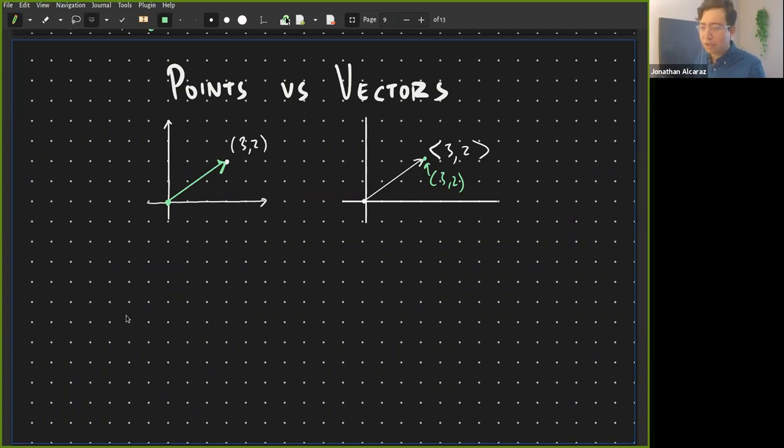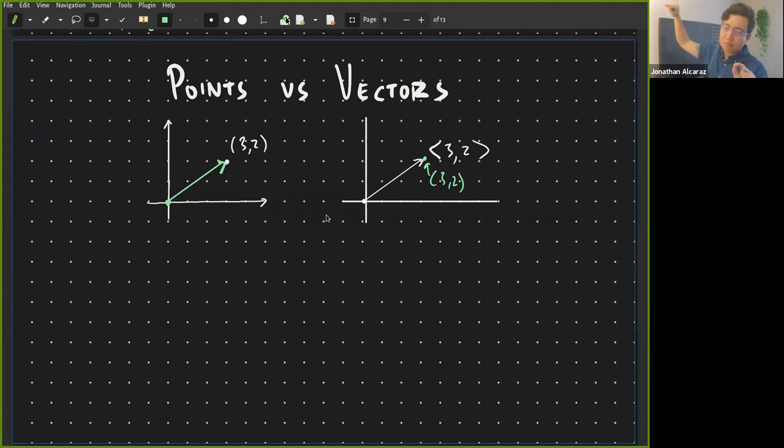A couple of good questions are coming in. Someone's asking, is a point just a zero vector? So this is the confusing part. You should think of vectors as being based at the origin. So then a point in space is the vector going from the origin to that point.